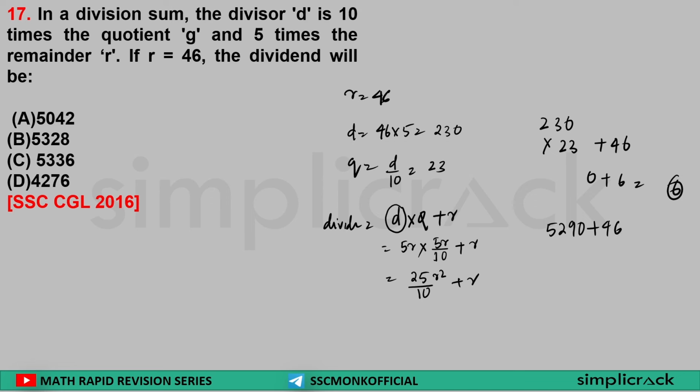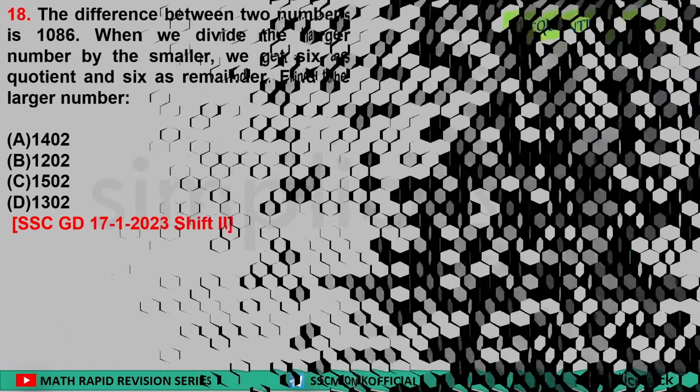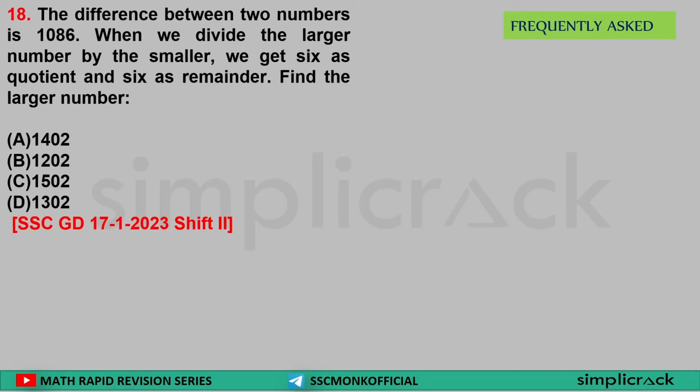That means it should be greater than 5200 and only one option is available, that is C. Even if I add it, I will get this 5336 number. Clear? Next. The difference between two numbers is 1086.